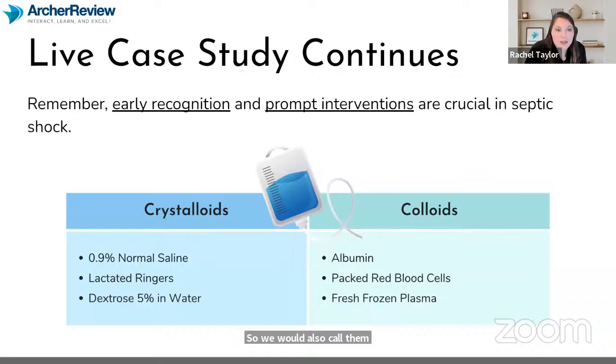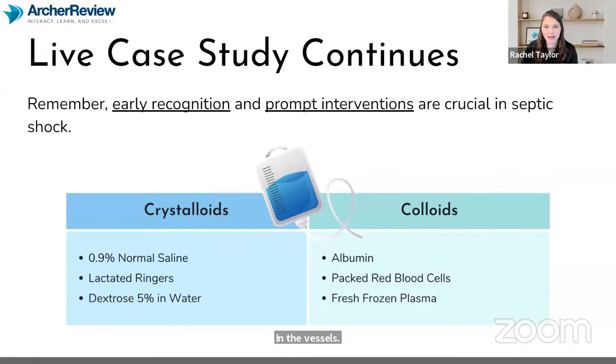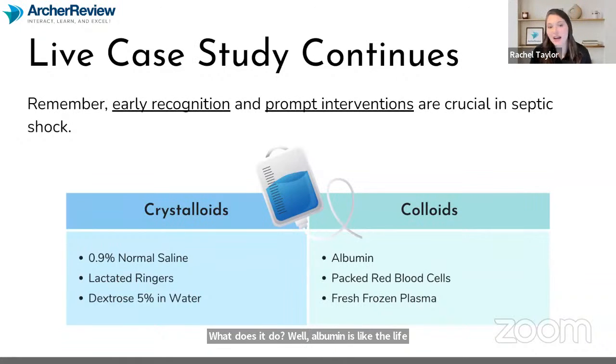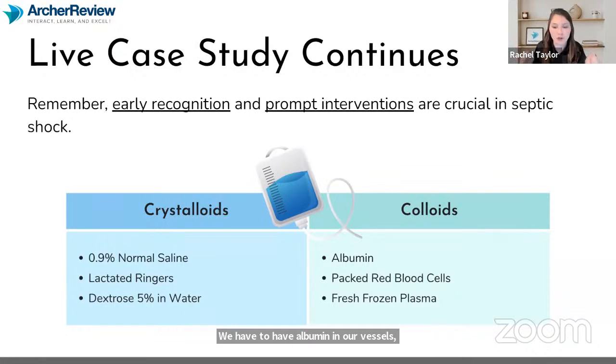These can be volume expanders, right? Where I need more volume in the vessels. So when I give albumin, what does it do? Well, albumin is like the life of the party. It's a protein. We have to have albumin in our vessels because it's going to attract all of the fluid and it's going to keep the fluid in the vessel. So if I don't have albumin, I cannot keep fluid in my vessels. But then when we give albumin, it's going to stay in the vessels.